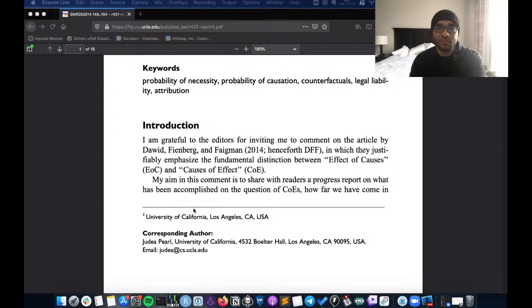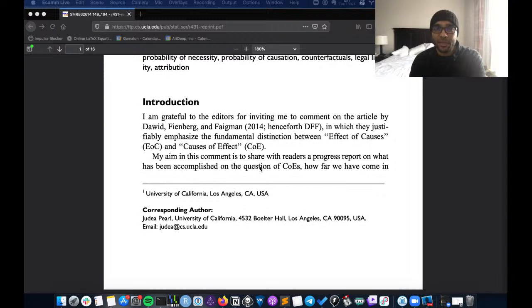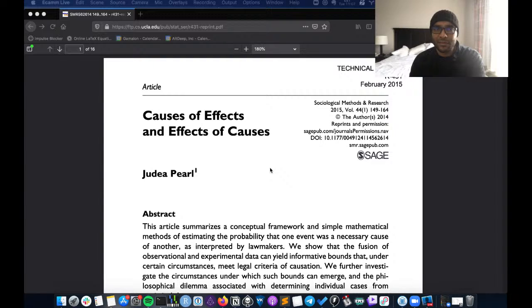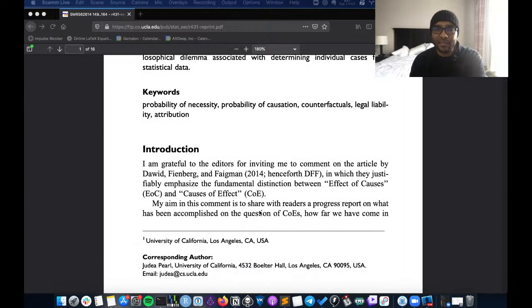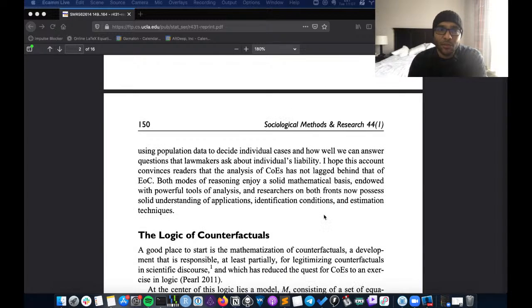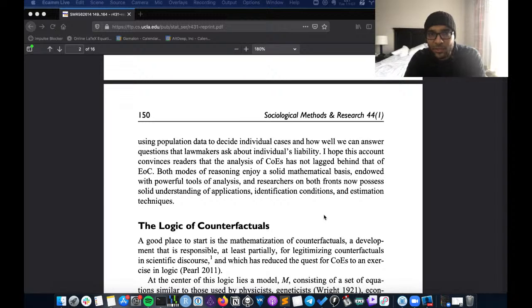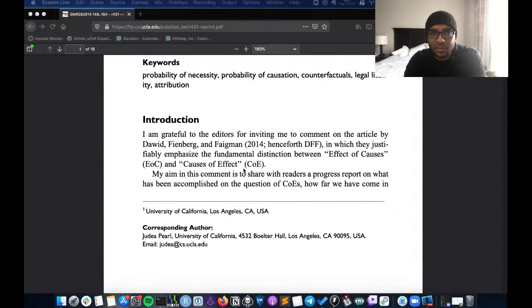Okay, so the introduction. My aim in this comment is to share with researchers a progress report on what has been accomplished on the question of causes of effects. How far we've come using population data to decide individual cases, and how we can answer questions that lawmakers ask about an individual's liability. I hope this account convinces readers that the analysis of causes of effects has not lagged behind that of effects of causes. Right? Why are these two things different? Effects of causes and causes of effects.